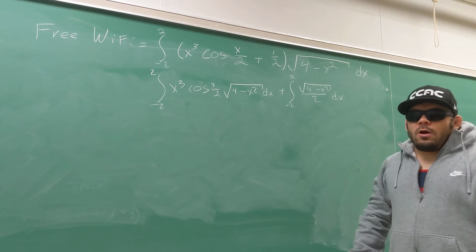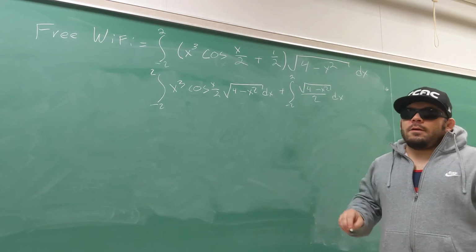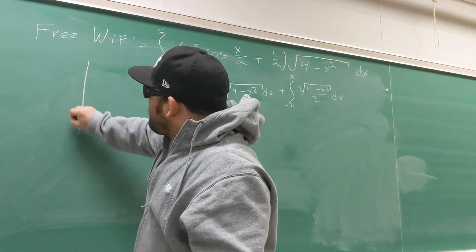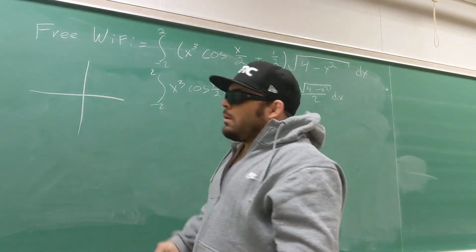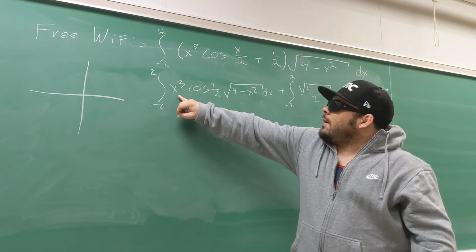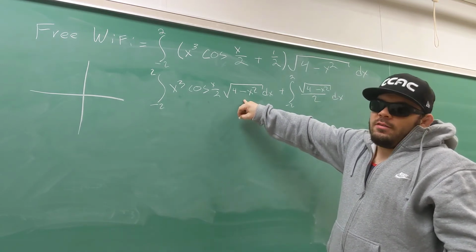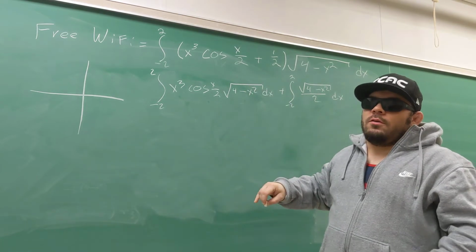It seems like it's more complicated, but there's something really interesting. So I'm going to graph x cubed cosine of x squared and this crazy thing, not to scale.